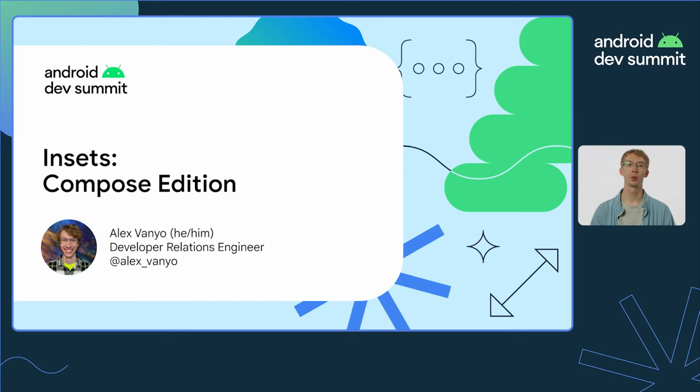I'm going to give a quick tour through Insets, what they are, how they impact your app, and how you can use the new Compose APIs to make your apps look their best across as much screen space as possible. Let's first start with the basics. Insets describe how much the content of your app needs to be padded to avoid overlapping with parts of the system UI or physical device features.